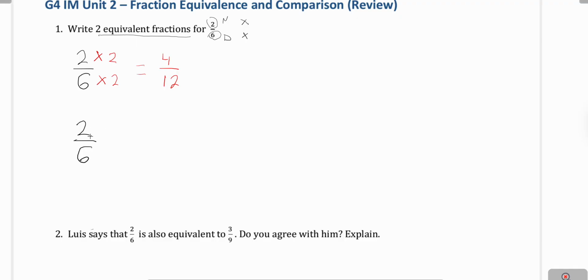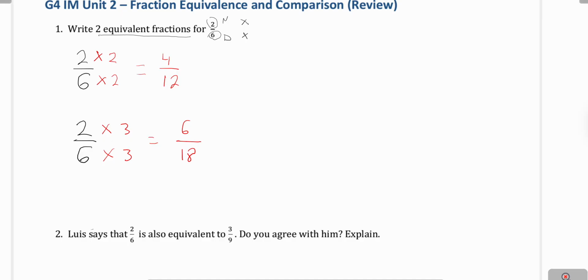Let's do another one. So we can use multiplication again. Here, 2 sets. We can multiply by the same number on the top and bottom. So let's use 3. We may also use 4, 5, 10, whichever number you want. Okay, so we know that 2 times 3 is 6. We know that 6 times 3 is 18. Okay, so here we have that 2 sets is the same as 6 out of 18.